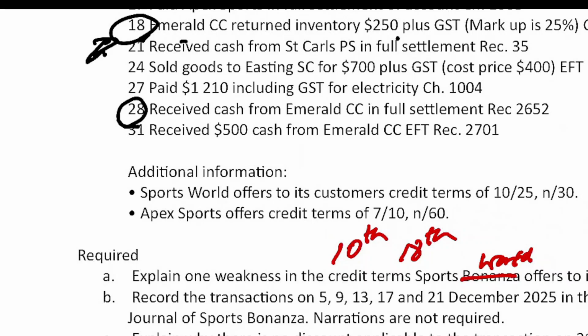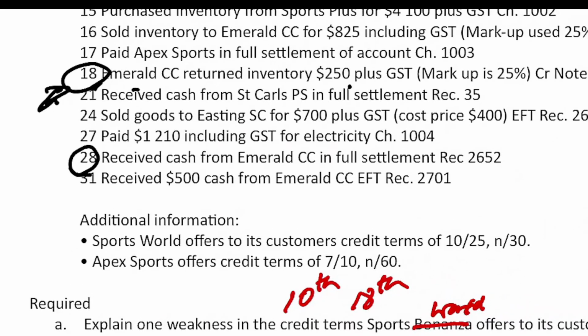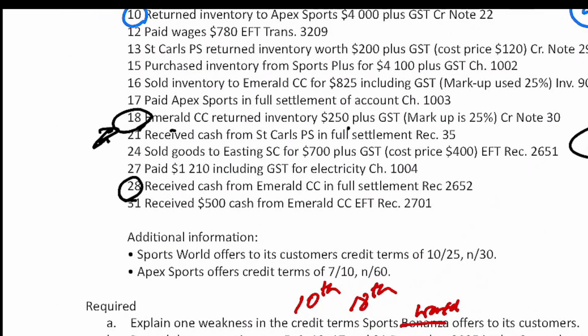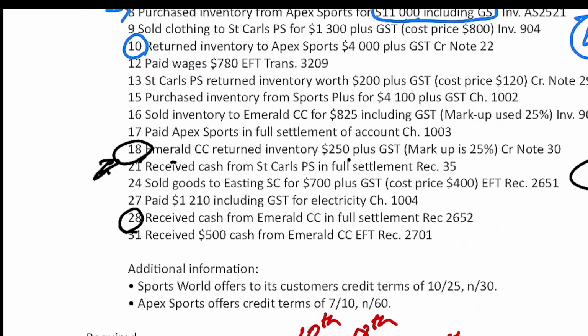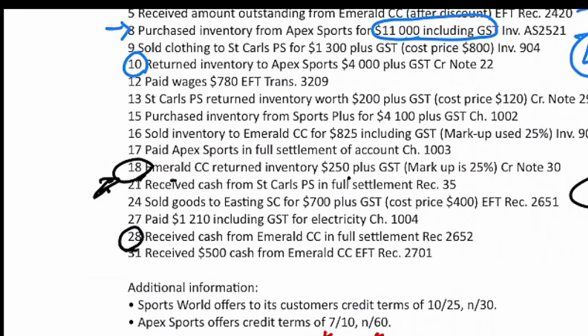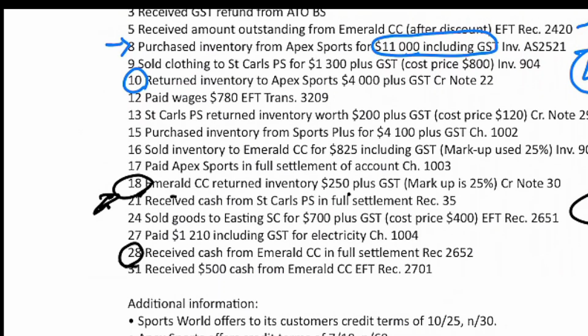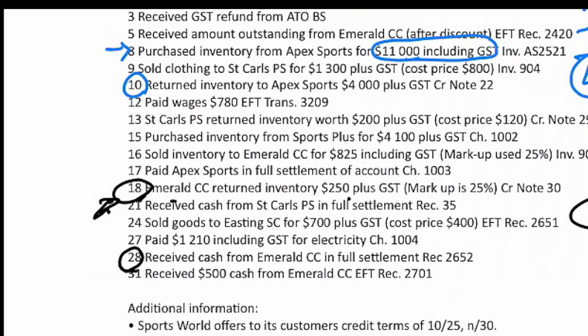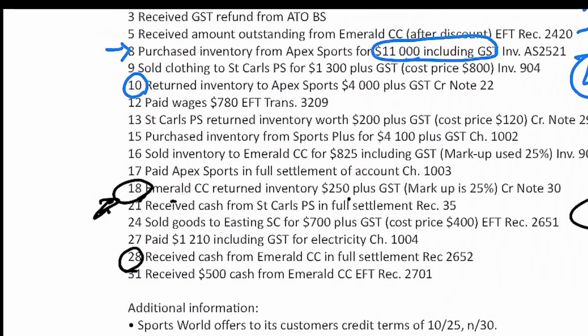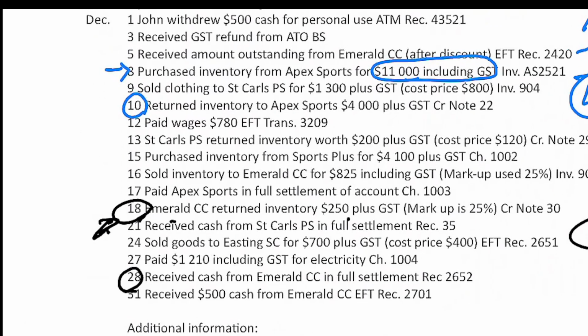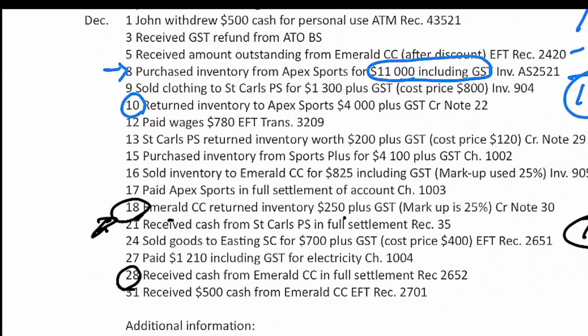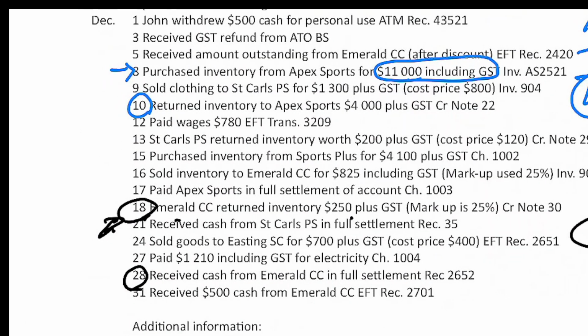What's the double entry, guys, for this 28th? Received cash from Emerald CC. Yes. Okay, how much does Emerald CC owe us? Please calculate. I'm asking you.